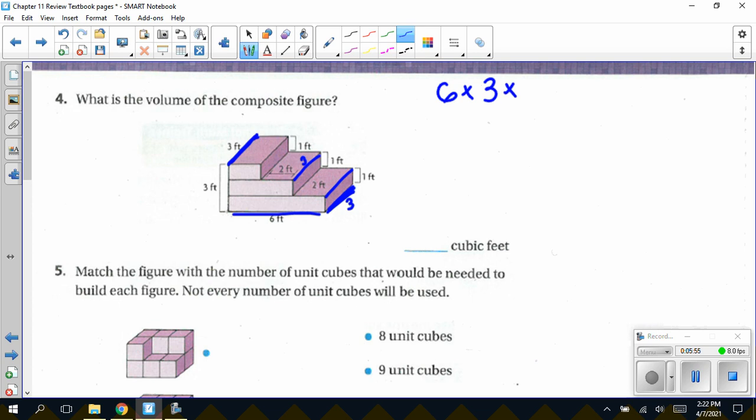And then the height of my bottom prism, they tell me that information right here, and it is 1. So my largest bottom prism, I would have 6 times 3 is 18. 18 times 1 is still 18.